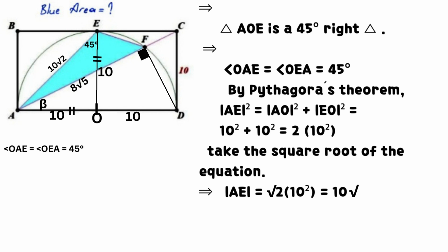By Pythagoras' theorem, the square of line AE equals the sum of the square of line AO and the square of line EO, which equals 2 times the square of 10. Take the square root of the equation. It means that line AE equals 10 times the square root of 2. We call it equation Y.